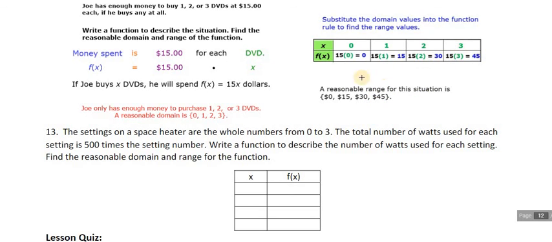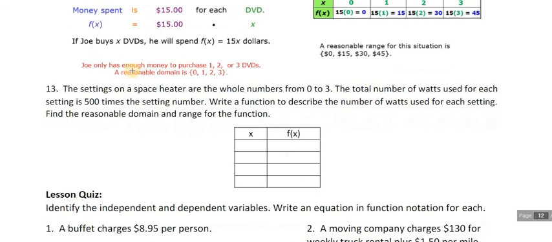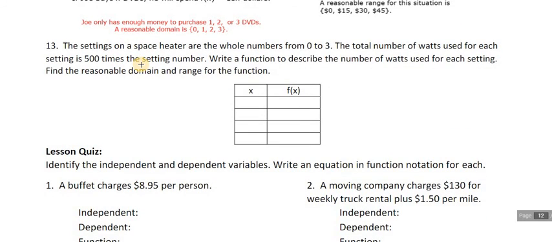So if we look at number 13, it says the settings on a space heater are the whole numbers from 0 to 3. Based on how high the number is, that's going to be the actual heat, how high, relatively speaking, the heat will get. The number of watts used for each setting is 500 times the setting number. Write a function to describe the number of watts used for each setting. Find the reasonable domain and range for the function.